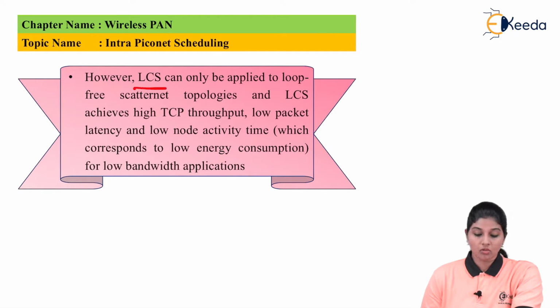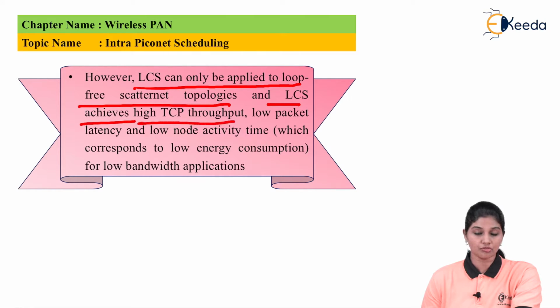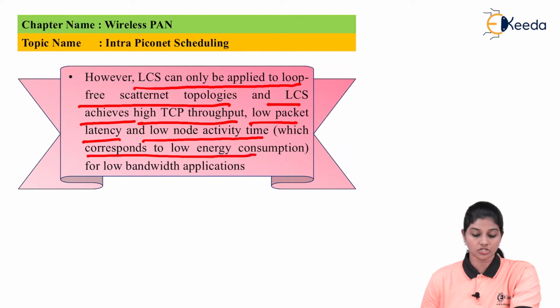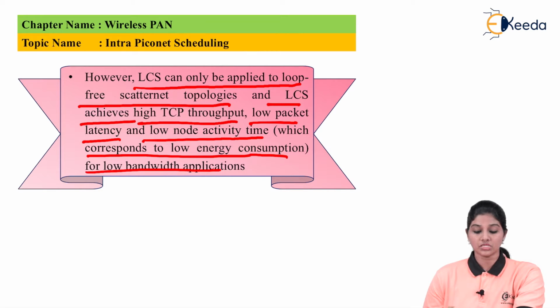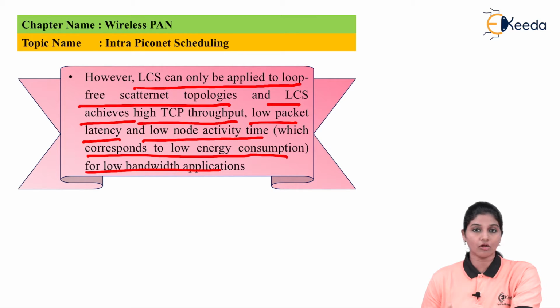Now, LCS can only be applied to loop-free scatternet topologies, and LCS achieves high TCP throughput, low packet latency, and low node activity time, which corresponds to low energy consumption for low bandwidth applications. So basically the locally coordinated scheduling algorithm is used in applications, for example home networking, home automation or office automation, where we do not require a high data transfer rate or high bandwidth. In this type of network we can use the LCS algorithm. Also it provides low energy consumption, that means less power is required, therefore it is suitable for this type of application.